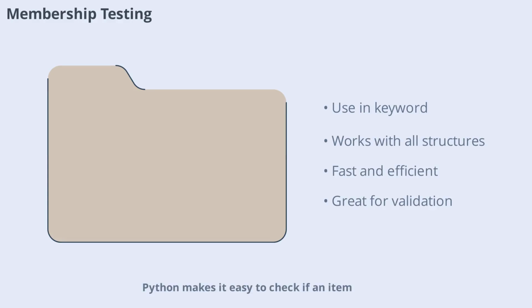Python makes it easy to check if an item exists in a data structure using the in keyword. This works with lists, tuples, sets, and dictionaries for keys. Membership testing is fast and helps you write clear, concise code. For example, if 'Apple' in my_list checks if Apple is present in the list. This feature is especially useful for filtering and validation tasks.